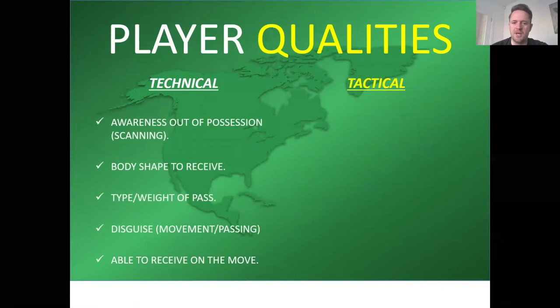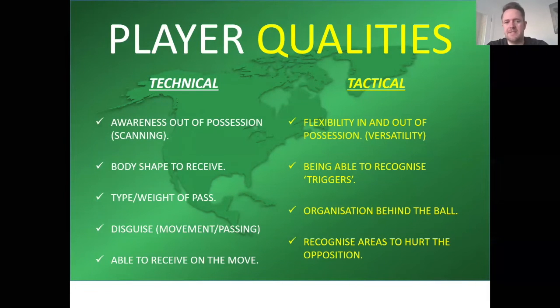And again, some of the player qualities that you'd probably look for, technically: awareness out of possession, so scanning to pick up areas, the body shape to break the lines, able to receive on the move. Again, that was another presentation that I did in January there at the convention in Baltimore about receiving and releasing the ball on the move.